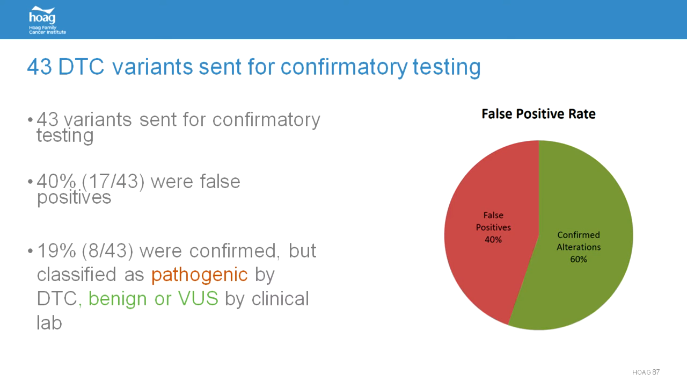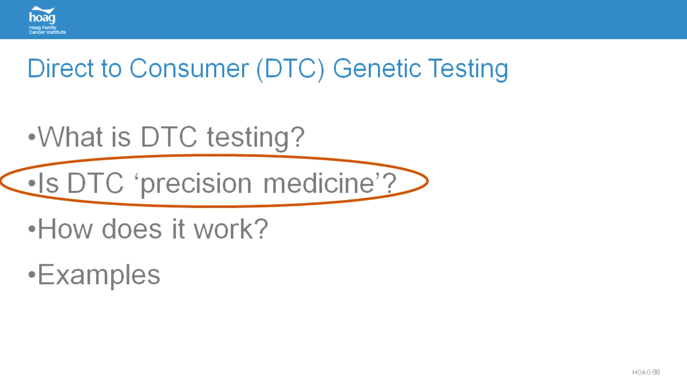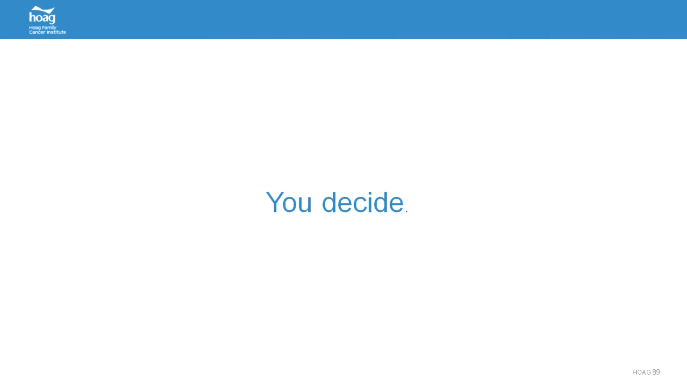But this showed that 43 of us sent in variants for confirmatory testing. 40% of them, 17, were false positives. The labs could not find those mutations that were found by the direct-to-consumer testing. An additional 8, or 19%, they confirmed that this change was there, but they said this is not a mutation at all. This is either benign or a variant of unknown significance. So some of them were real, but the majority were really not. So is DTC precision medicine? You decide.